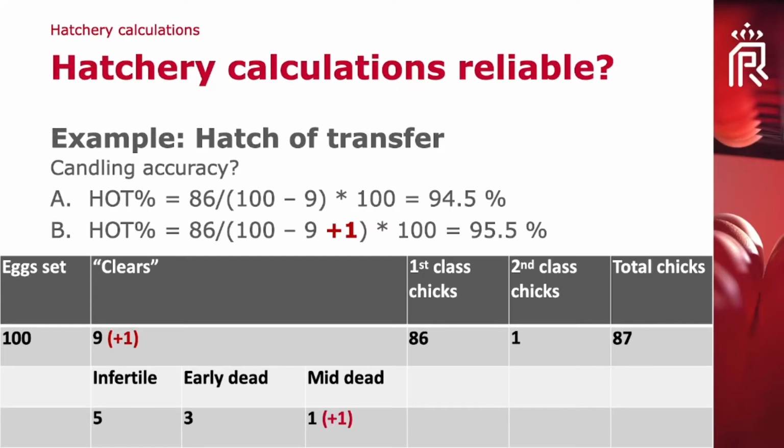So if you want to calculate the hatch of transfer, we would actually need to use 10. So the 9 clears plus the one that the candling machine actually didn't detect. So now we see that the hatch of transfer is actually 95.5%. It's a small difference. However, there is a difference. And again, we need to know how you calculate your hatch of transfer.